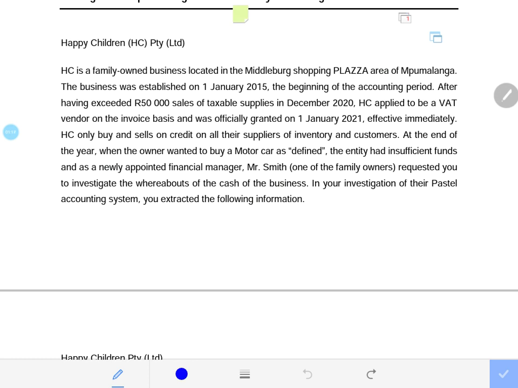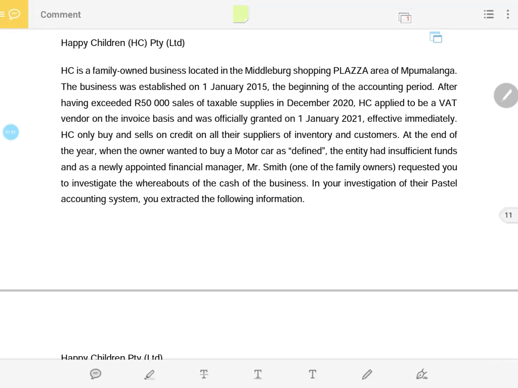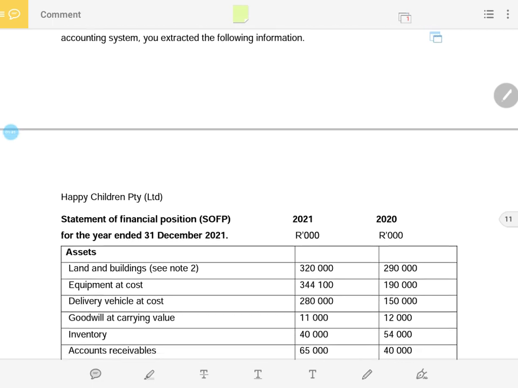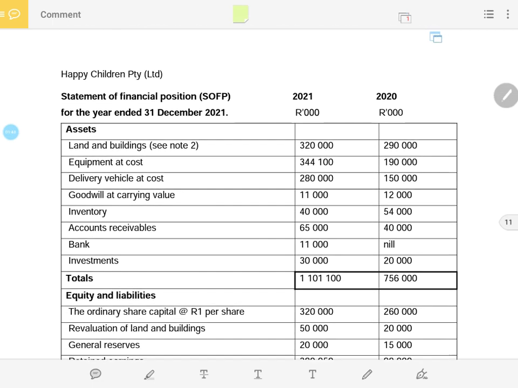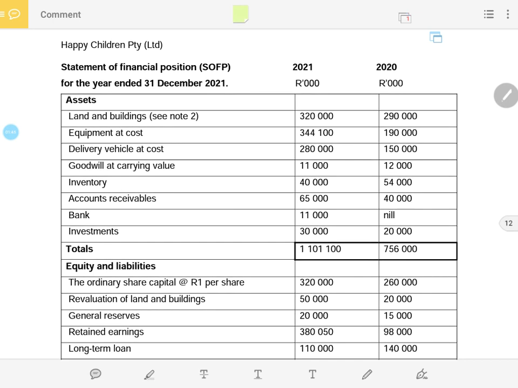However, one of the owners wanted to know what is happening to the cash of the organization, the whereabouts of the cash, because he wanted to buy a motor vehicle, but there was no cash available. So now you were appointed and requested to do an investigation. The following information was extracted and became available for analysis of the statement of cash flow.